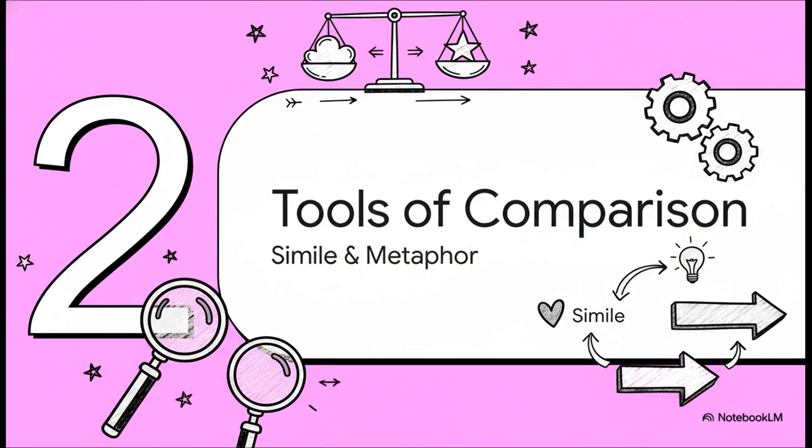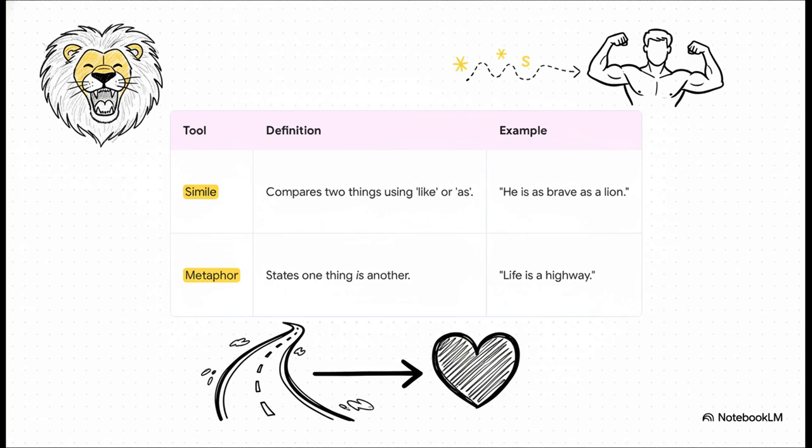All right, let's gear up and look at our first set of tools. These two are absolute classics, and they're all about making really powerful comparisons. You've definitely seen these before. So here's the deal. A simile compares two things using the words like or as. He is as brave as a lion. Easy enough. But a metaphor takes it a step further. It doesn't just say something is like another thing, it says it is that other thing. Life is a highway. Bam! It's a much more direct, more powerful punch.